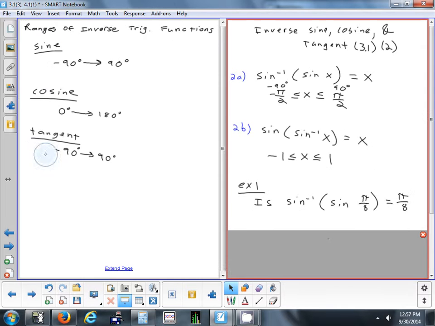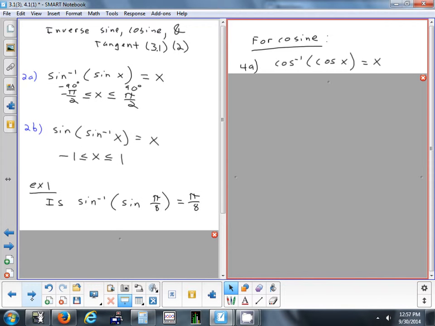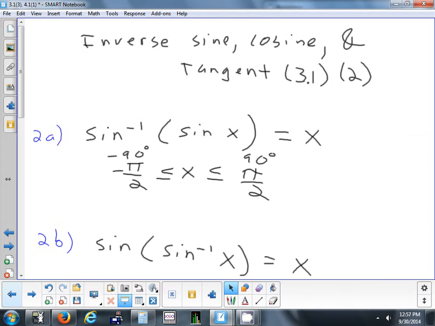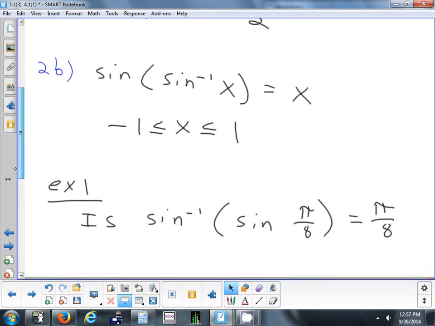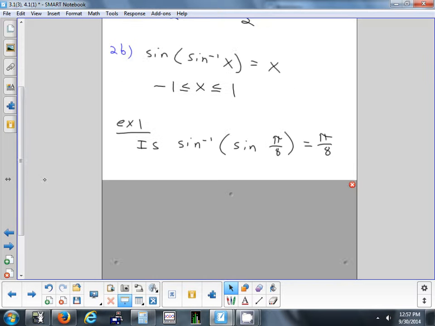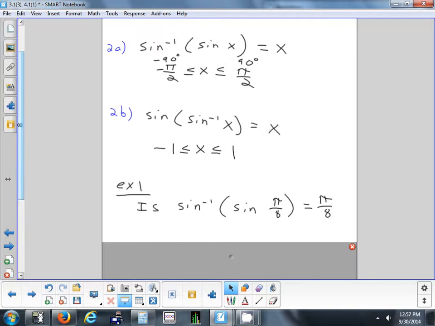Okay, first thing we want to do is figure out which formula we have. So you've got the inverse on the outside, regular sine on the inside. This would be yes. So is that 2a or 2b? It's 2a. Yep, that's going to be formula 2a.